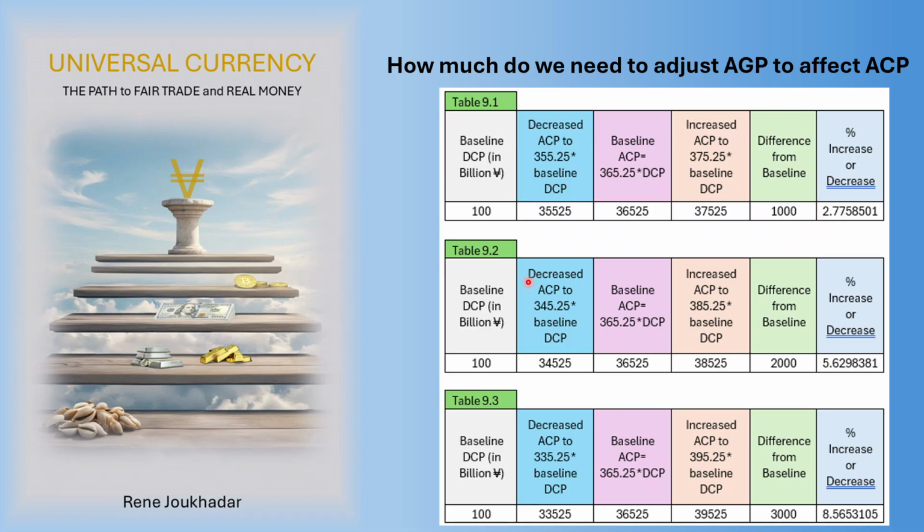In table 9.2, we made the change to be 20 days, and this will give us 5.6% increase or decrease in the currency production annually. And in table 9.3, we made the change to be 30 days from baseline, and this will give us an increase or decrease of 8.5% in the currency production. So allowing 30 days more or 30 days less of primary products to enter the SOV will increase or decrease the annual currency production by a significant amount.